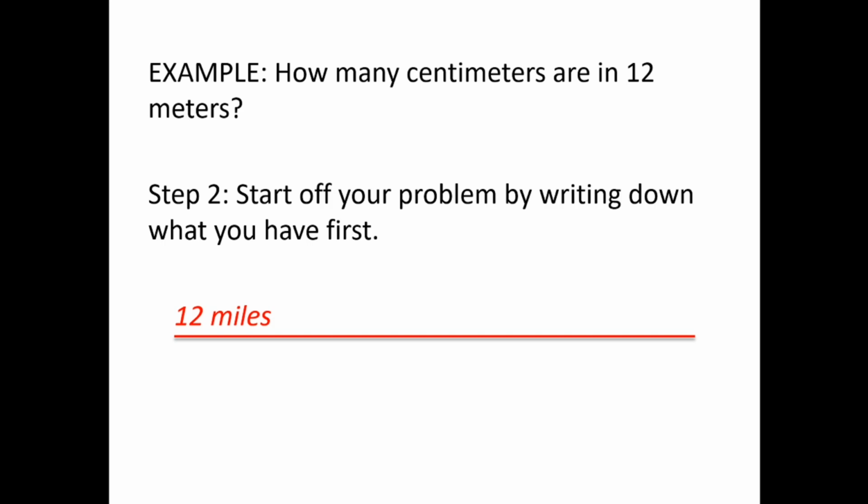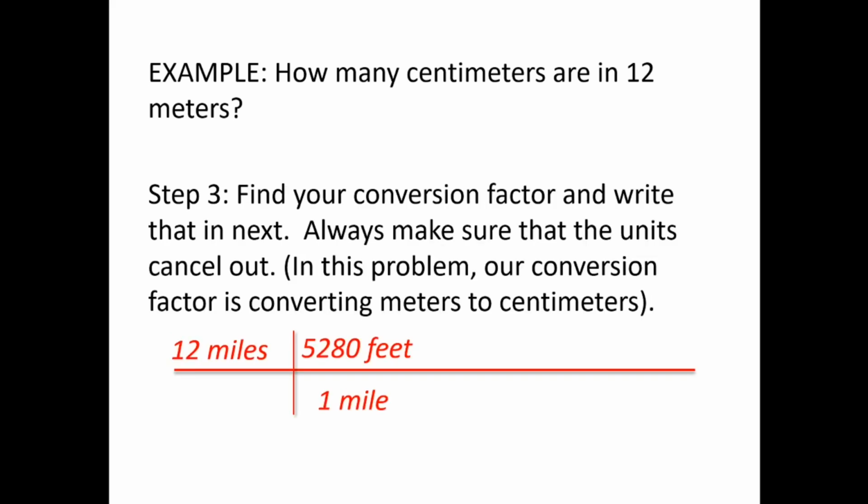The next step is to start off your problem by writing down what you have first. So we start off again writing down what we have and starting that bridge underneath it. We drew that line. Okay. Step 3 is to find out what conversion factor you have and write it in next. Always make sure that the units cancel out. So in this problem, our conversion factor is converting meters to centimeters. So maybe we are using that conversion factor from centimeters to inches.